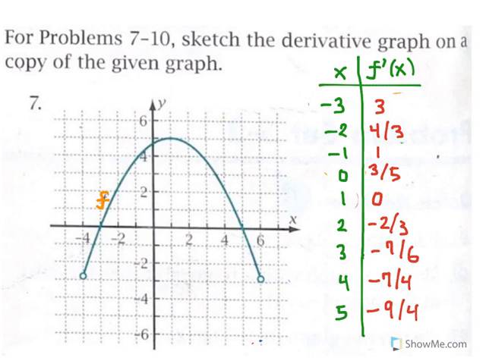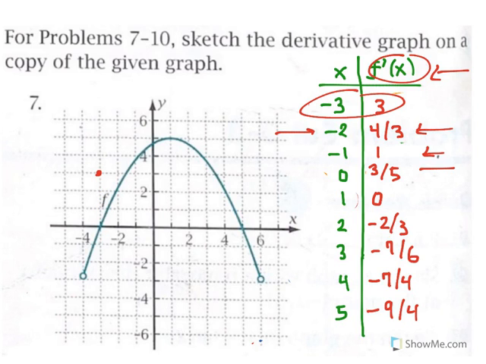Now we can take these ordered pairs that we know are on the graph of f prime. We can plot these ordered pairs, and that would give us points on the graph of f prime. And then we can connect these points with a smooth curve, and that would give us the graph of the derivative. So I plot negative 3, 3. I plot negative 2, 4/3. I will plot negative 1, 1.